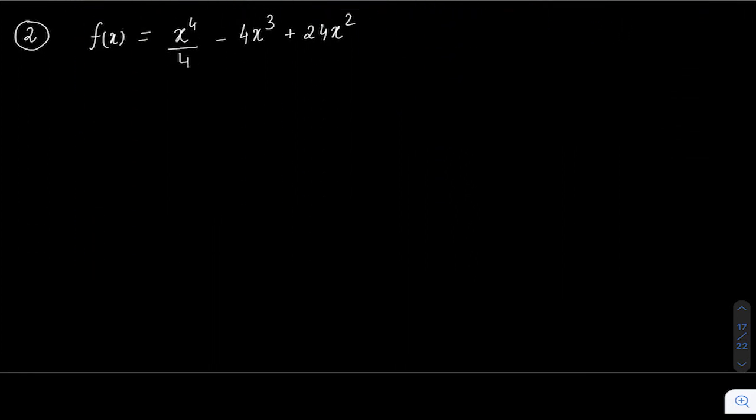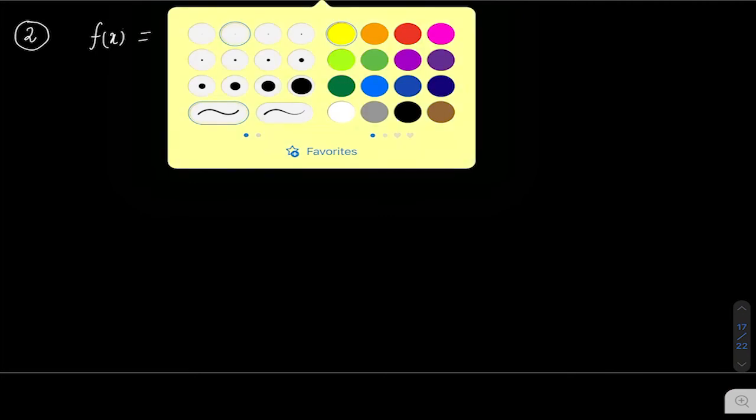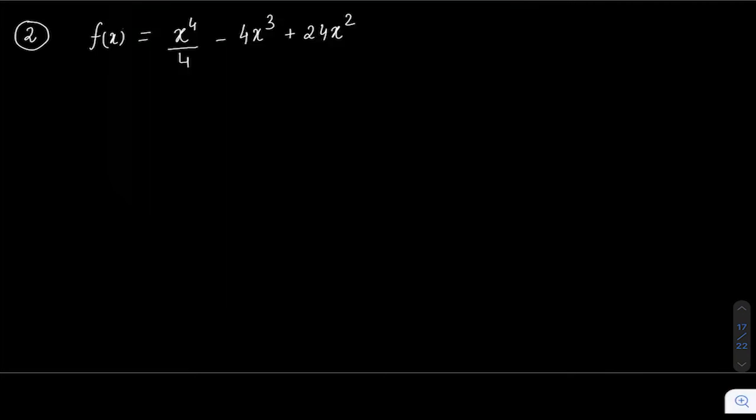Okay, let's try one more question. My second question is x power 4 divided by 4 minus 4x cube plus 24x square. I have to find points of inflection if there are any. So first thing I will do is find f double dash x. So first find f dash x. What is the f dash x value? This 4 will cancel. This will be x cube minus 12x square plus 48x.